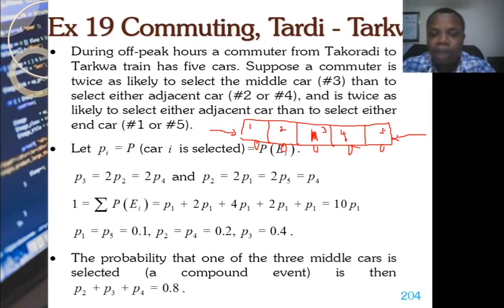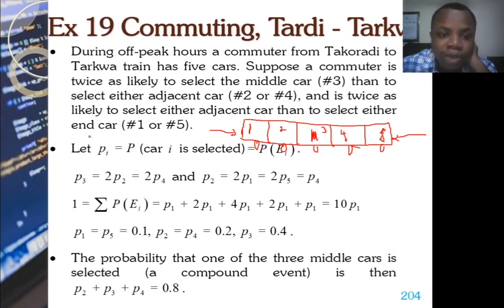So it means that if this commuter doesn't get car 3 and the option available is either car 2 or car 4, he is twice as likely to sit in either car 2 or car 4 than to sit in either car 1 or car 5, because once it gets to that option, it means that you'll be closer to the accident, that is if an accident should occur. So the commuter is twice as likely to sit in the middle, car 3, than in the adjacent cars, 2 or 4. But he is also twice as likely to sit in either car 2 or car 4 than in car 1 or car 5.